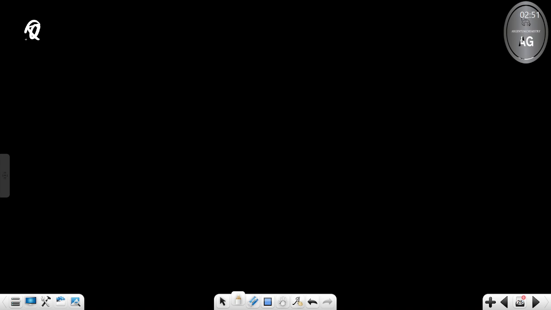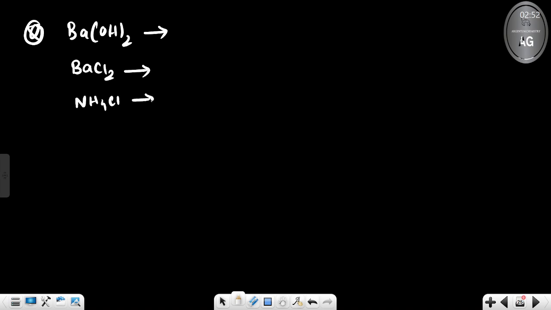This might be given in an MCQ. In the question, Ba(OH)2 molar conductivity is given. BaCl2 molar conductivity is given. And NH4Cl molar conductivity is given. The question will ask you to find the molar conductivity of NH4OH.